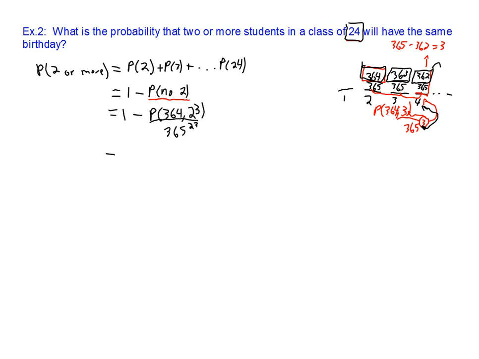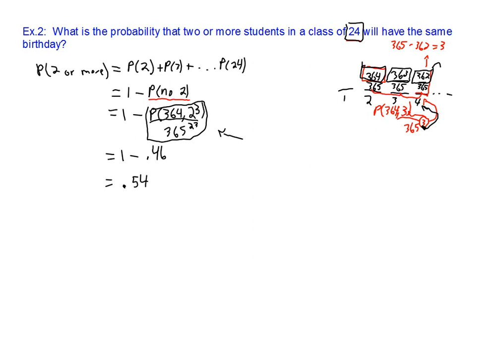So now we can evaluate this. Plug it into the calculator, evaluate the numerator and the denominator. I don't have it broken down, but I know that the entire probability here works out to 0.46. Again, that's the probability that no 2 people have the same birthday. The question asks for the probability that at least 2 people do, so this could be 2, 3, 4, 5, all the way up to 24. So 1 minus that probability gives us 0.54.